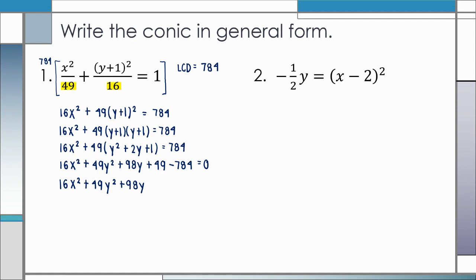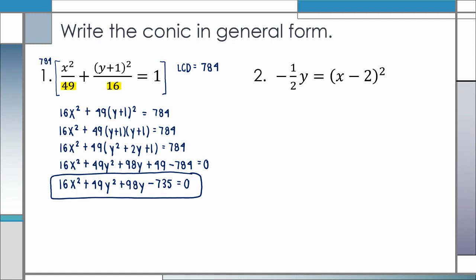And 49 minus 784 gives us a negative 735. That equals 0. And notice that this is the general form that I'm looking for. All the terms are to one side. There's no fractions. There's no parentheses. And so we're done.